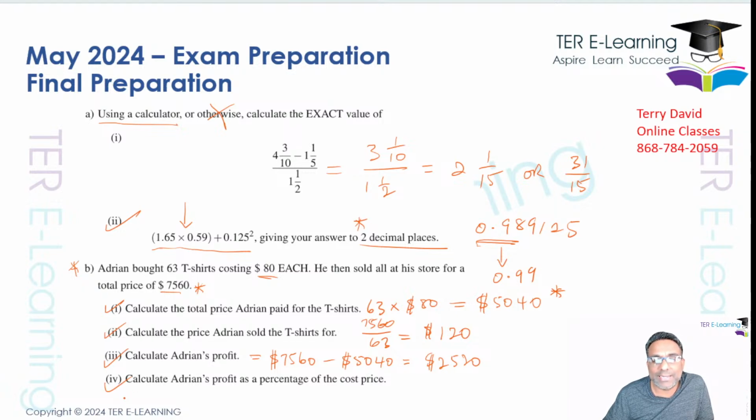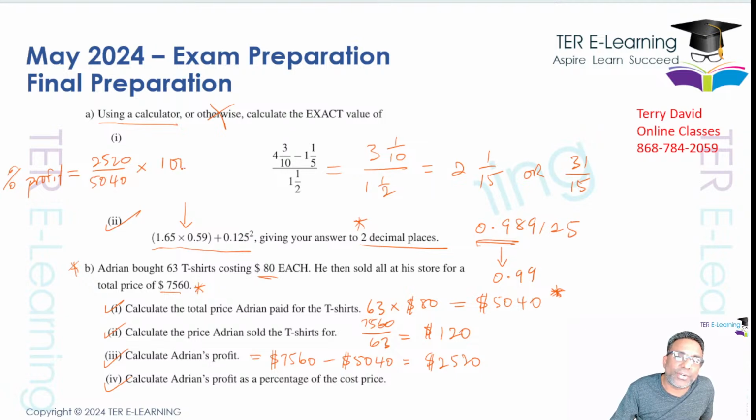Part 4 says calculate Adrian's profit as a percentage of the cost price. So you want to work out percentage profit. Percentage profit is simply equal to whatever profit he made, which is $25.20. You're going to divide that by the cost price, which is how much he paid for the original thing, which is $75.60. Sorry, not $75.60. No. The amount he paid for the t-shirt was $50.40. So that's his cost price, $50.40, multiplied by 100%. So when I work this out here, multiplied by 100%, he's making a profit of 50%.